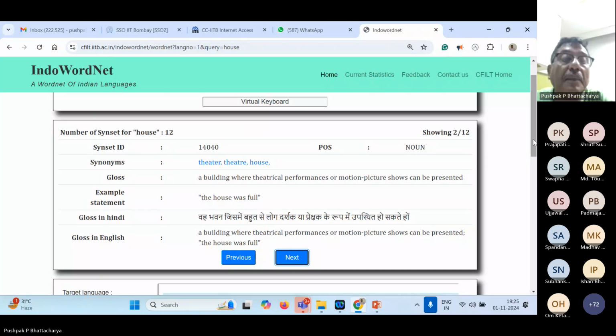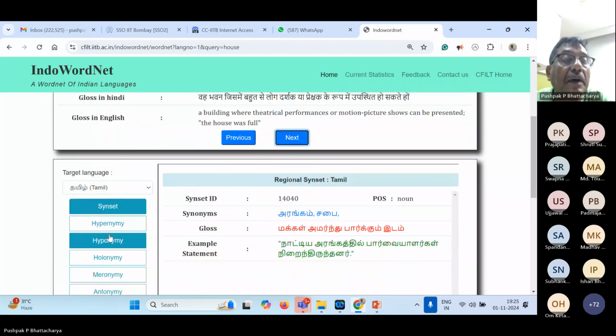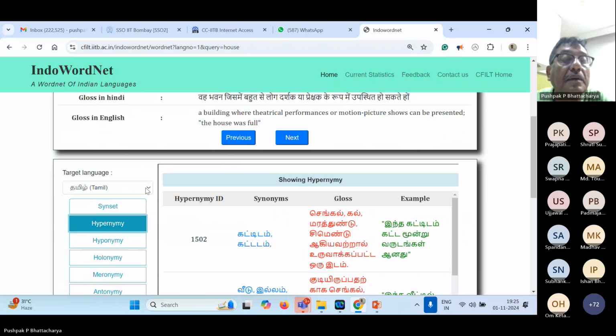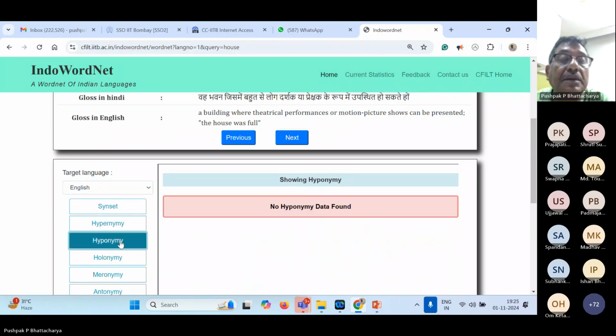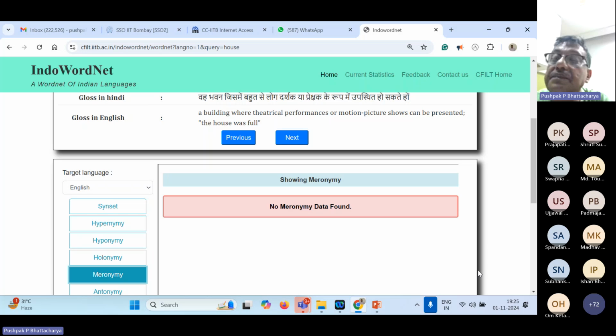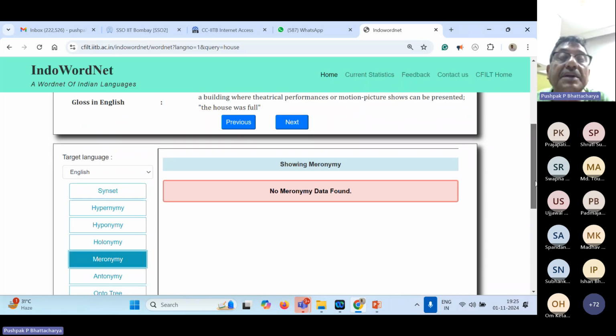Now, what would be the hypernymy? So theater is a building or edifice, a structure that has a roof and walls and stands more or less permanently in one place. There was a 3-story building on the corner. So theater is a kind of building. Let's see hyponymy, which is not found there. What are the different kinds of theater? Holonymy, meronymy, no. Meronymy should have been there. What are the parts of a theater?